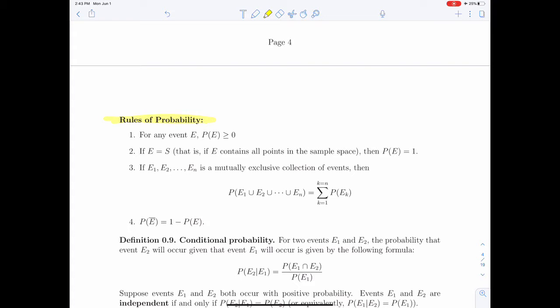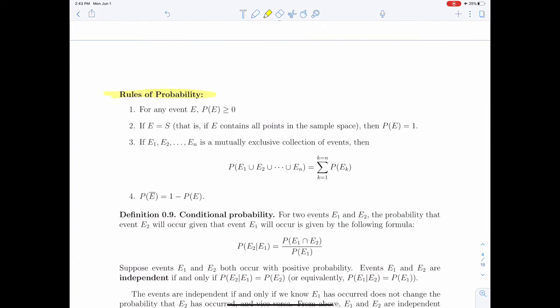So then if I have a mutually exclusive collection of events, meaning these all don't affect each other or don't have anything in common, I can add them all together, or union them together, and the sum of them would be that entire probability of all the events.